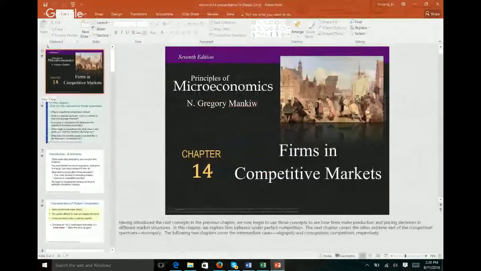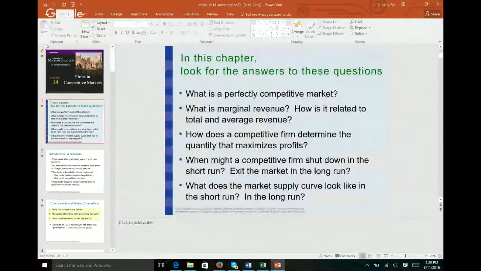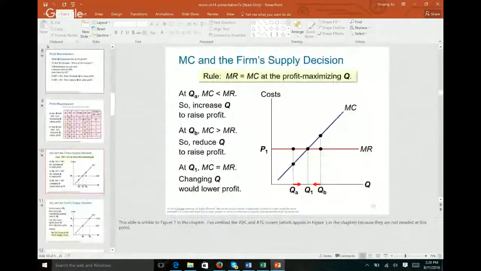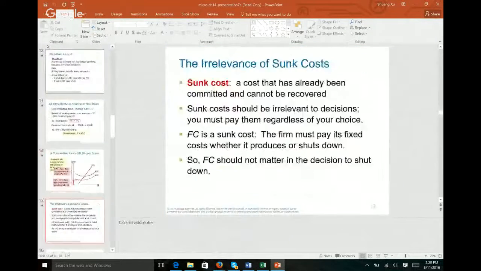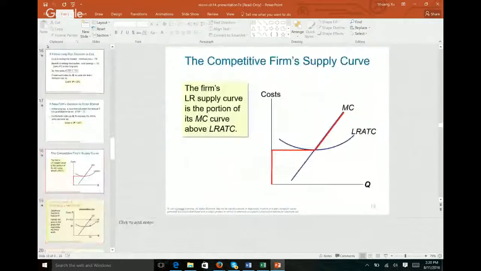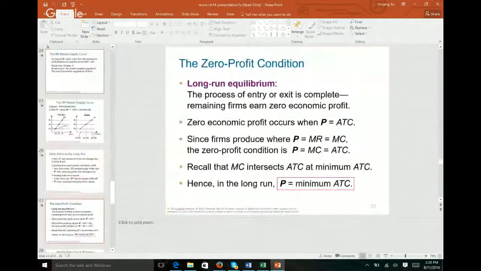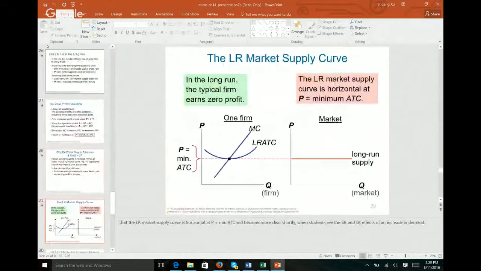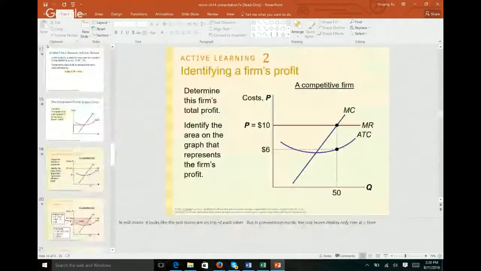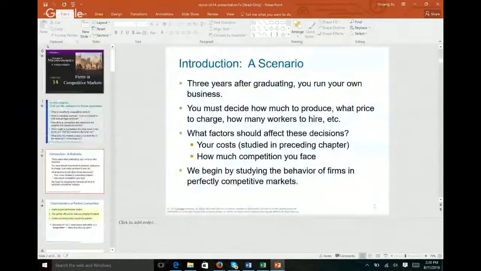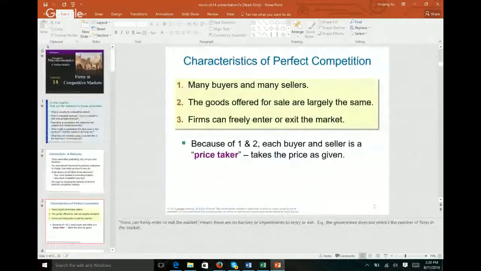All right, so chapter 14 is the market for perfect competition. So for perfect competition, the market has some very important requirements. Let me see, where is it? It should be listed on here. Well, if it doesn't, guys, just take notes, okay? Oh, here we go.